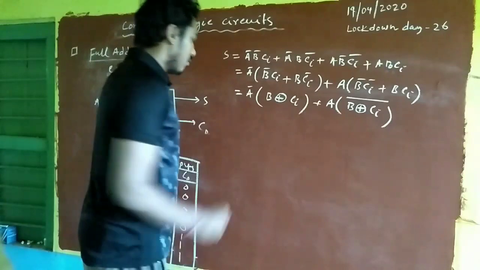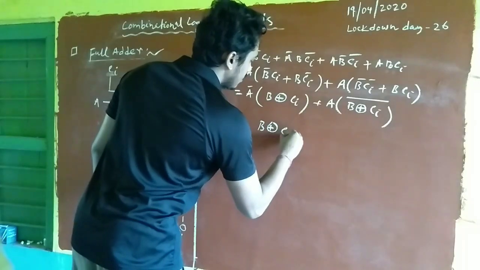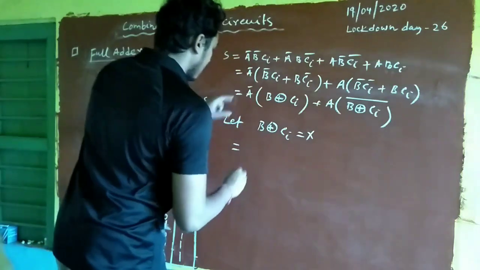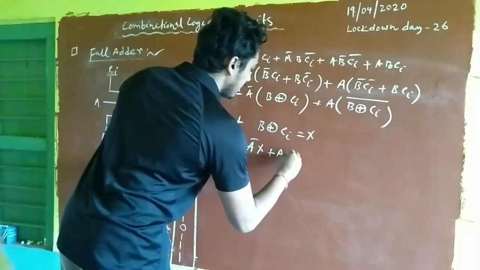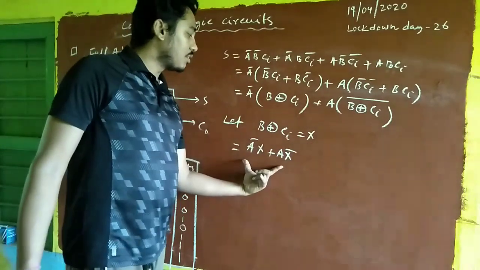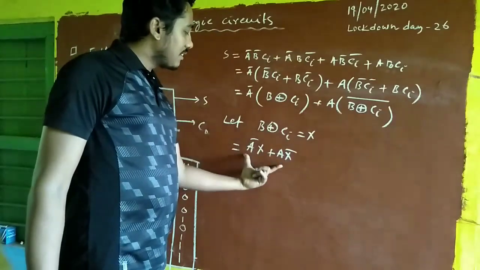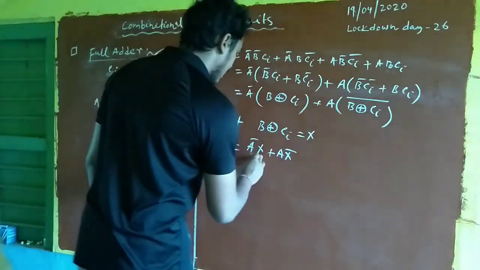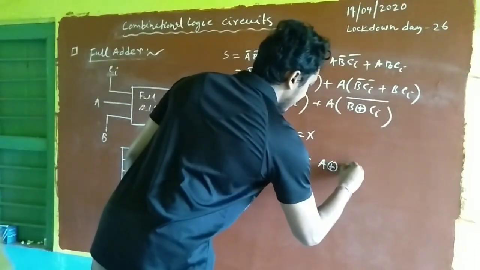Okay. Now let V XOR Ci equal X. So from this line, we can write A bar X plus A X bar. Now why are we taking V XOR Ci equal to X? Because we need to get this type of expression. Which expression is this? We can see that it is the expression for the XOR gate, that is A B bar plus A bar B. So this is simply XOR of A and X.